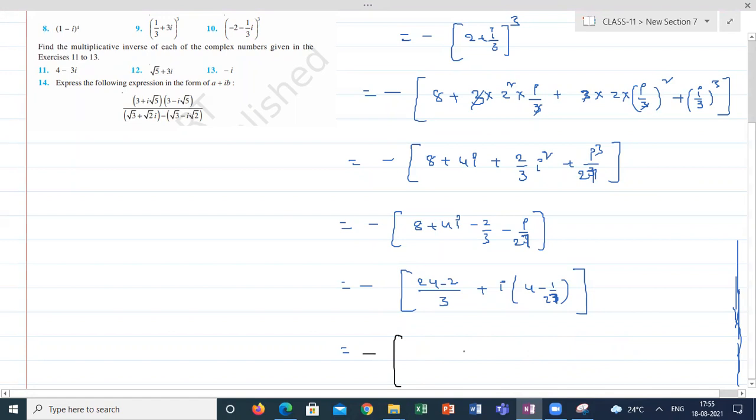Sorry guys, minus of 24 minus 2. Only this part is wrong, correct? Yes, sir. So 24 minus 2 is 22 by 3 plus i into 4 into 27. How much? 27 fours. 80 plus 28, 108. Not 104. Yes, sir. 108, so 108 by 27. This is the answer. Or you can write it as minus 22 by 3 minus i 107 by 27.